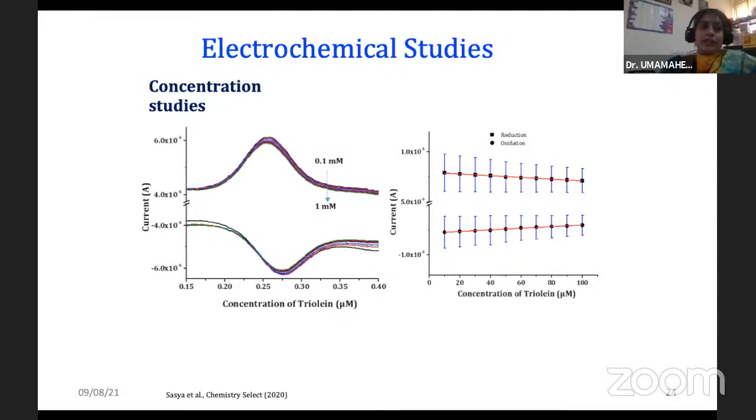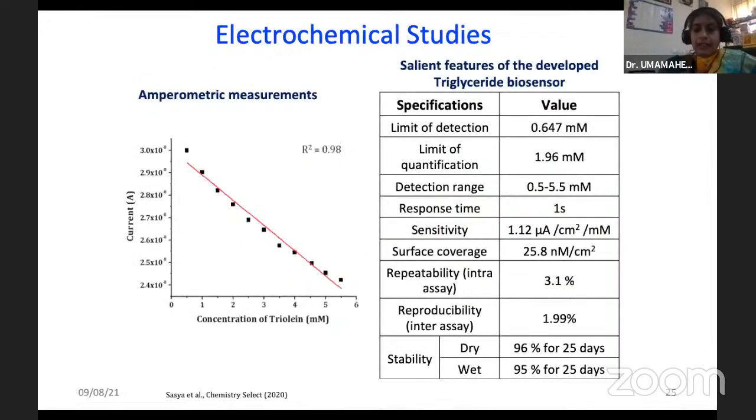What is shown here is the cyclic voltammogram. We also did the amperometry. And what we could actually see from amperometric measurements is we could achieve up to a 5.5 millimolar detection range for the triglycerides, and stability which is close to 95% for 3 weeks, and a little more than 3 weeks. So that's good stability both in the dry and the wet condition.